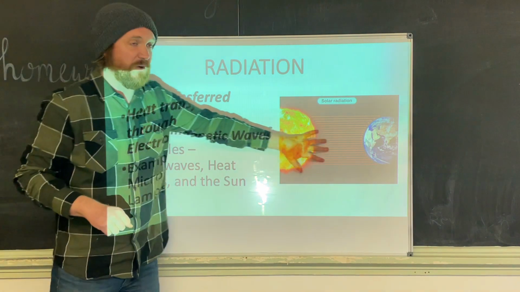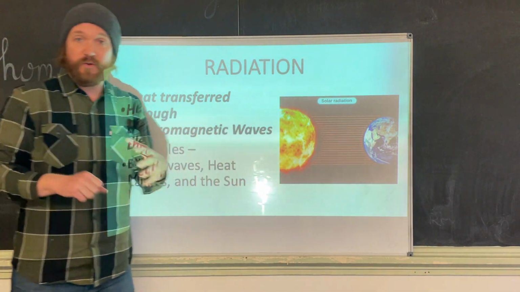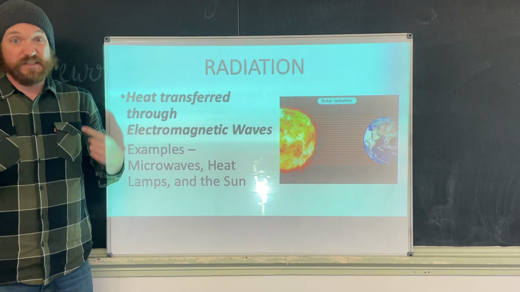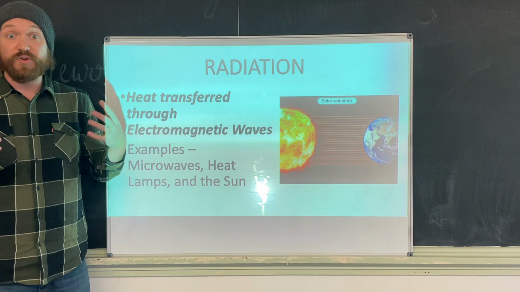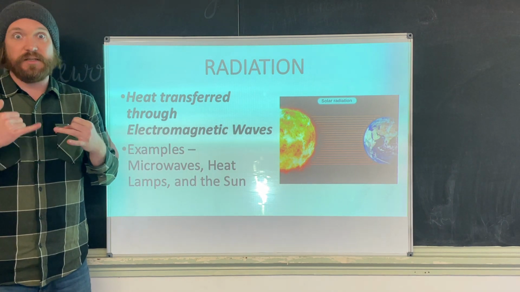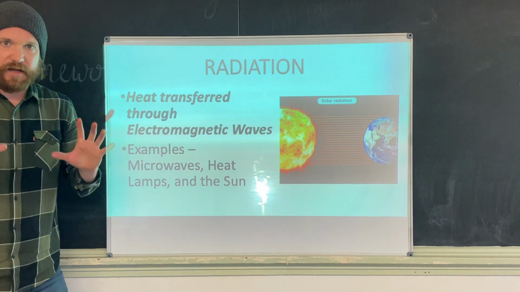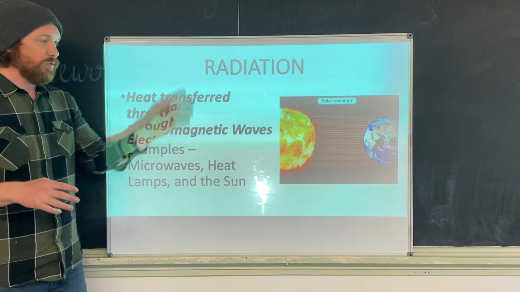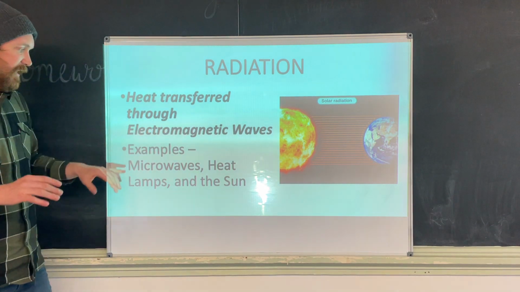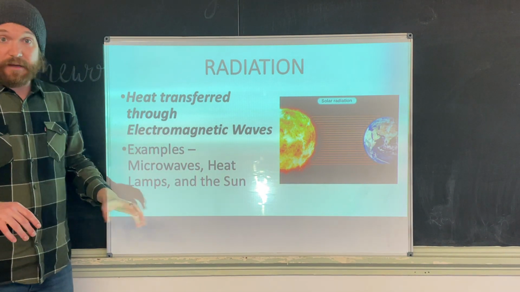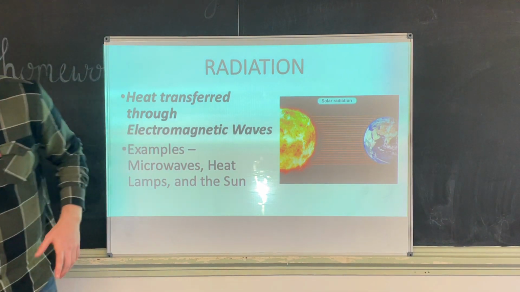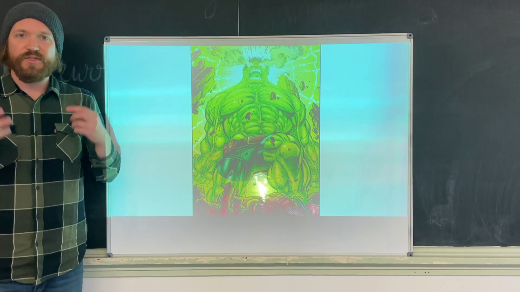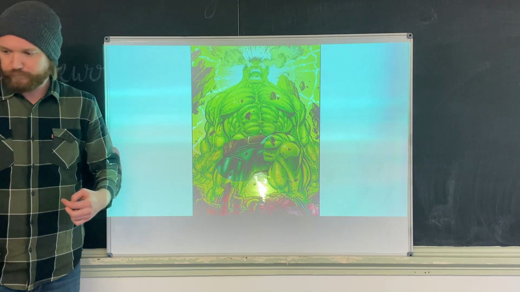That's what we feel coming off of the sun, infrared waves. This also includes the UV radiation that can cause you to get a sunburn or sometimes skin cancer. This also includes really hardcore radiation, things like X-rays and gamma rays. But anytime you're talking about electromagnetic waves, you are talking about radiation. Examples are microwaves, heat lamps, and the sun itself. Also, the lovely gamma rays that make the Hulk.